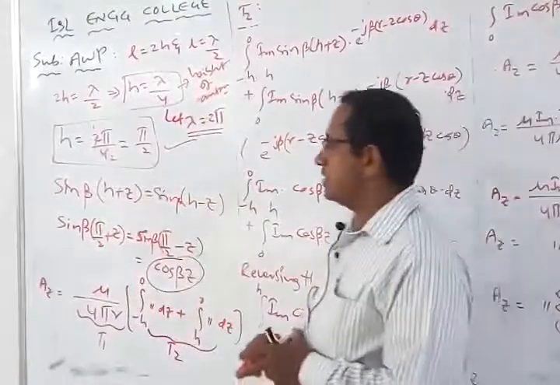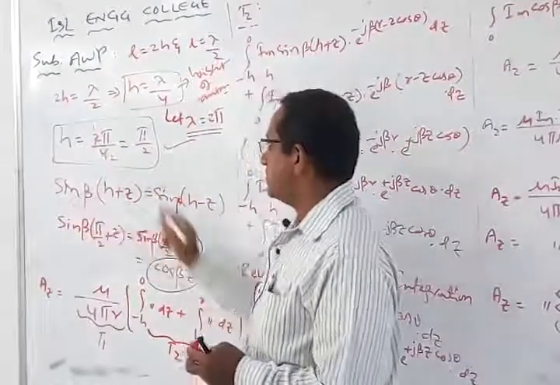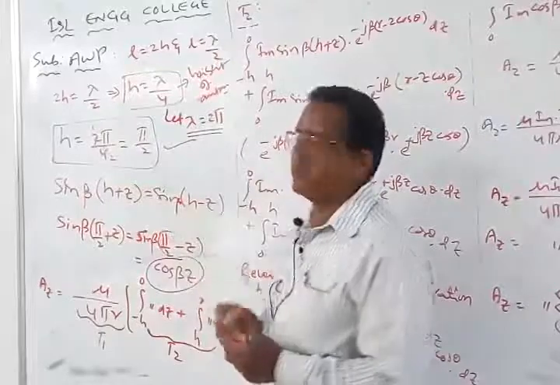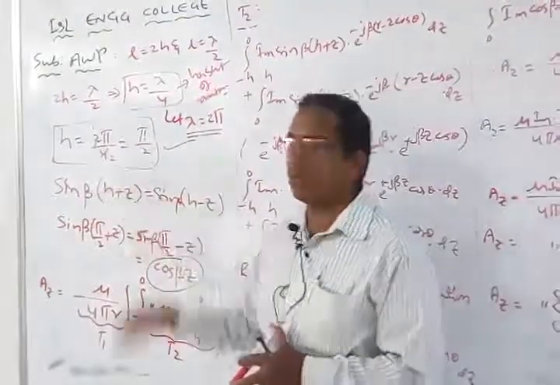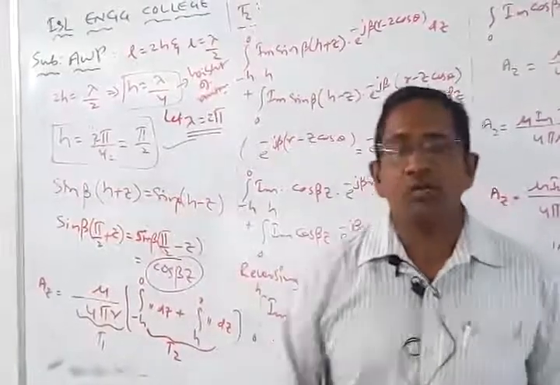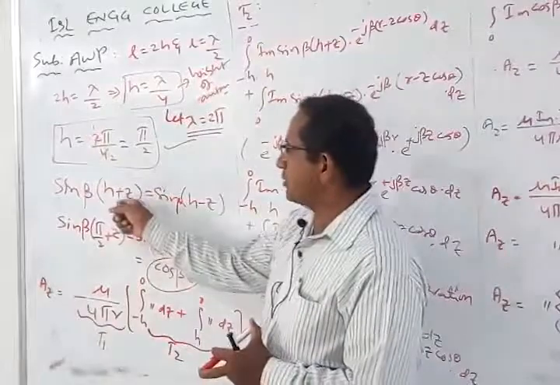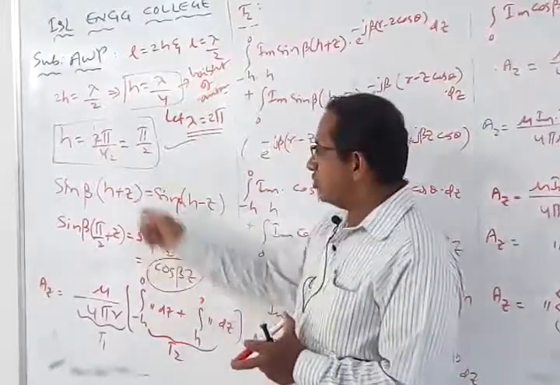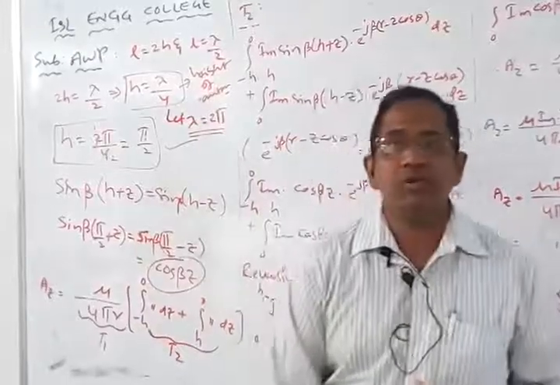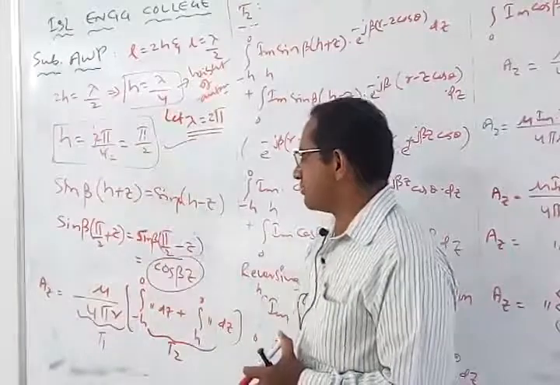Next we have an equation from the previous session, sine beta of (h plus z) and sine beta of (h minus z). These two are the wave equations at the two plates of the dipole, the positive as well as the negative plate, along the positive z direction and negative z direction. The amplitude of these two are normally equal, compulsorily. Therefore we can equate these two equations.